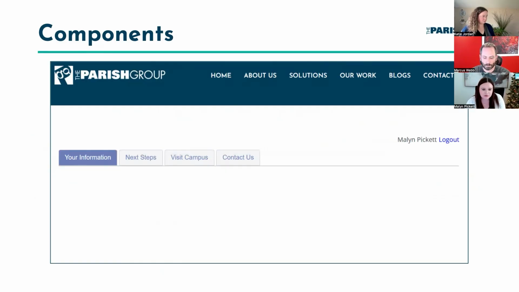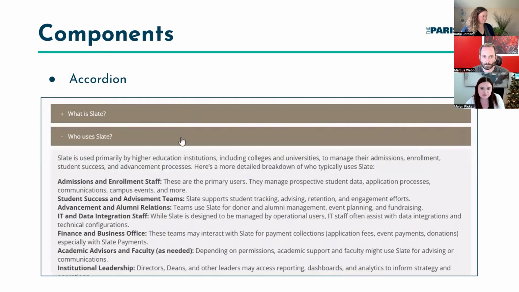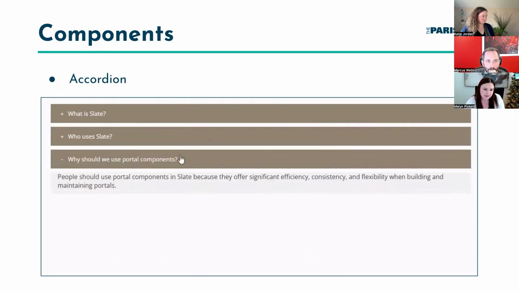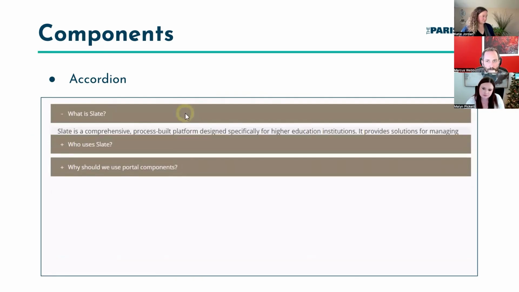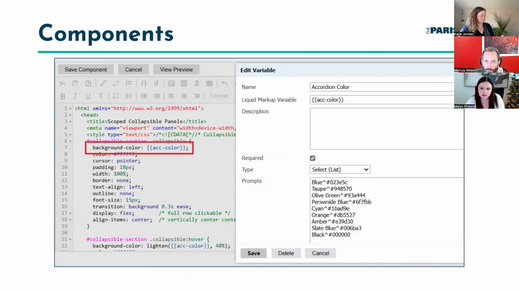The next component that we're going to talk about is accordions. These are a great way to use accordions across multiple places while, again, ensuring that brand consistency. So first thing we're doing is we are setting our accordion color with the accordion color variable.